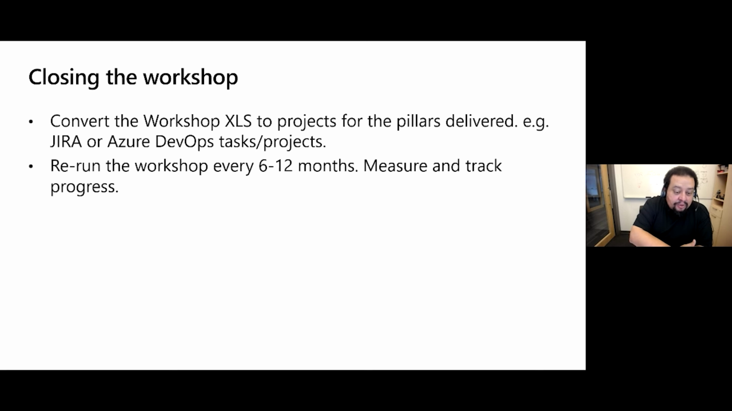And then we do recommend that you rerun the workshop every 6 to 12 months to measure where you are on a given pillar. So let's say you did an identity workshop in March, maybe do another one near the end of the year to track how far you've made progress, recognize where you're blocked, where you're not making enough progress. So this is just general advice for any of the pillars, and then of course for the whole workshop as a whole.